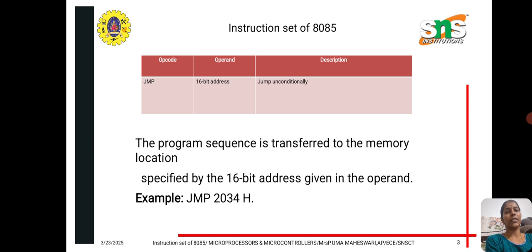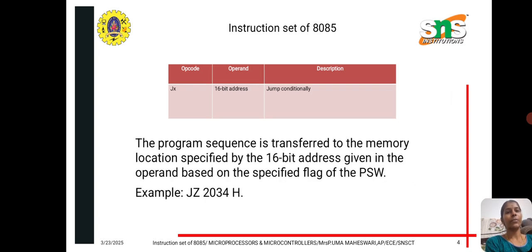is jump unconditionally. JMP is for jump. The program sequence is transferred to the memory location specified by the 16-bit address given in the operand. For example, JMP 2034H.